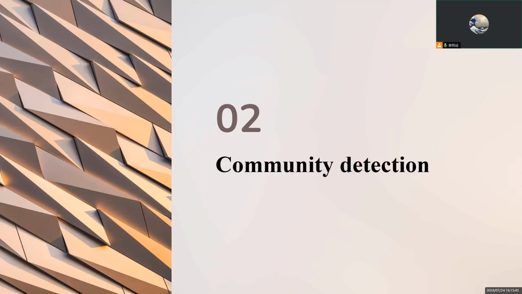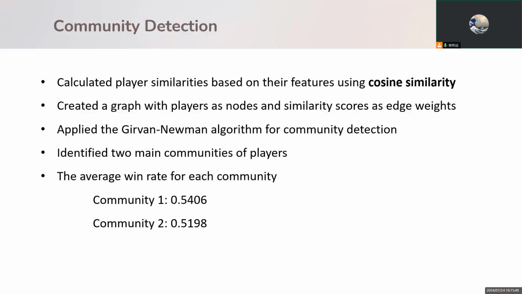Next, I will be introducing our first methodology, community detection. We can first calculate player similarity based on their features, and then create a graph with players as nodes and similarity scores as edge weights. Then we applied the Girvan-Newman algorithm for community detection, and we could identify two main communities of players. Their average win rates are different.